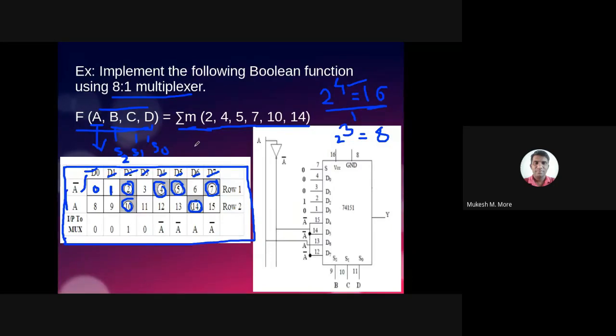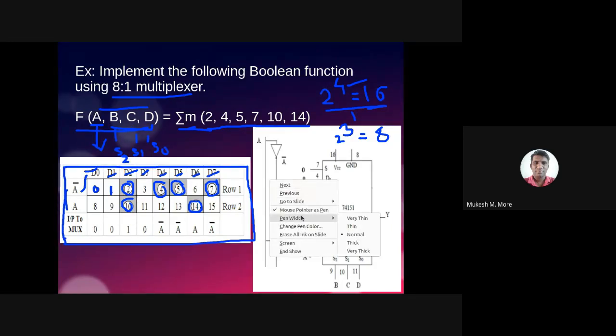Now the next rule is that if the same column has circles at both A bar and A, then you have to write 1. If the same column has circles in both rows, that is A bar and A, then write 1. Here you can take an example. Just wait, I am changing the color of the pointer.